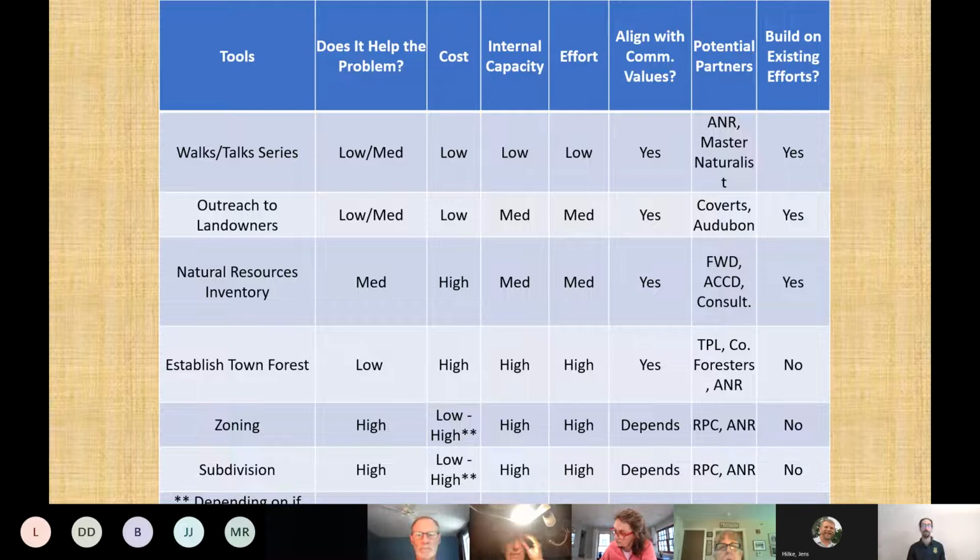Okay, and a great way to evaluate your options is by using this matrix of tools. And the criteria in the top row are the same as the questions from the previous slide, but now we're just looking at all the different possible tools and we can compare them together. And you want to think of the tools rated as low in the does it help the problem column, such as outreach and education, as really prerequisites for regulatory options like zoning and subdivision. Because regulatory tools are much more likely to pass and be successful if people understand and support them. And notice that the same non-regulatory tools build on existing efforts, and they're going to always align with community values.